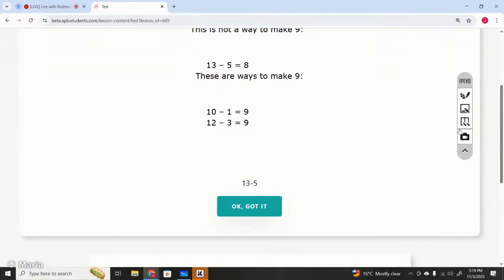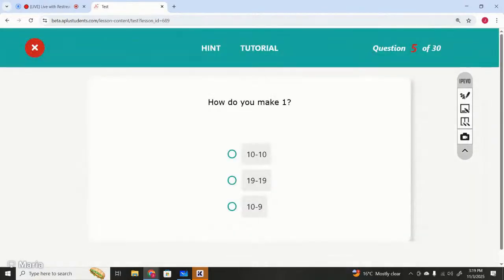13 take away 5 is 8. Okay, got it. How do you make 1? So which is the correct option? That is 10 take away 9 makes 1. Option number C is the correct option because 10 take away 9 is 1.